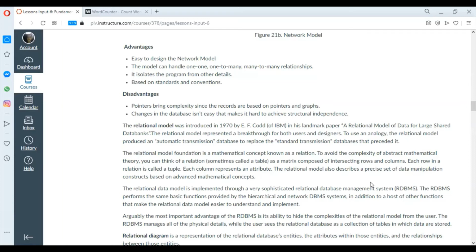To avoid the complexity of an abstract mathematical theory, you can think of a relation, sometimes called a table, as a matrix composed of intersecting rows and columns. Each row in a relation is called a tuple. Each column represents an attribute. The relational model also describes a precise set of data manipulation constructs based on advanced mathematical concepts.